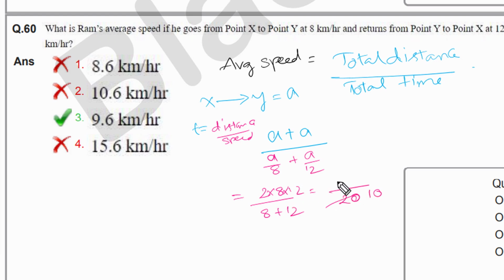So 8 into 12. We can cancel further, I guess, or we can just multiply it. 8 2s are 16, 8 1s are 8, 9 by 10. This becomes 9.6 kilometers per hour. And okay, this is just the conceptual part.